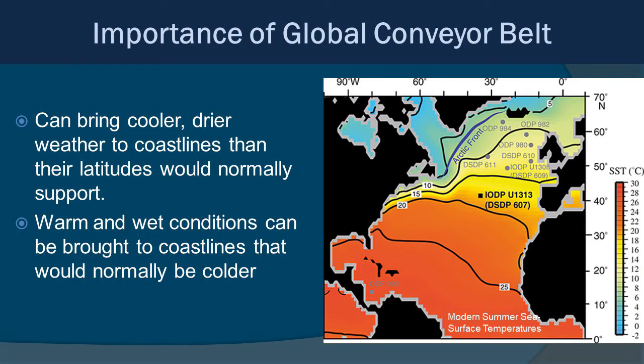The global conveyor belt is very important. It can bring cooler, drier weather to coastlines that would normally not see it due to their latitude. And also it can bring warm, wet conditions to coastlines that would normally be cooler. Now, if you look at the graphic on the right, you'll notice a series of temperature lines in Celsius: 25 degrees, 20, 15, 10, and so on. Now let's look at that 25-degree line. Look at where it crosses North America.